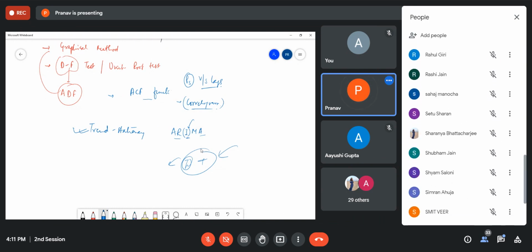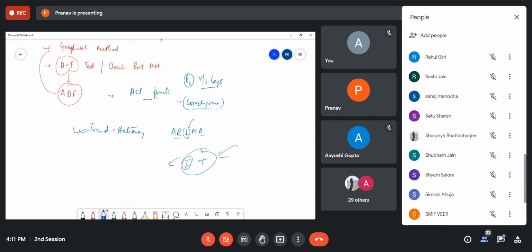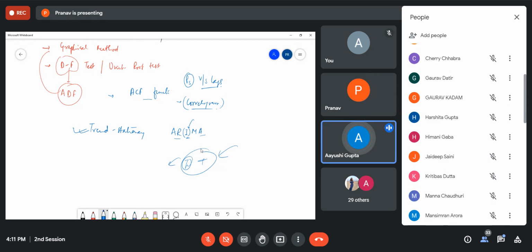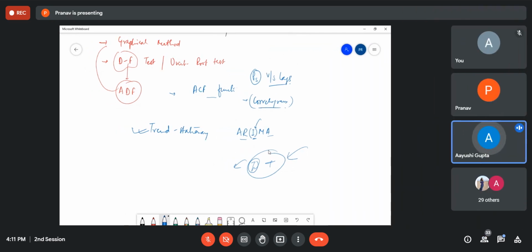समझ में आई? Sir, I'm still confused. हाँ बोलो ना. So you're making the model stationary and then again adding the trend and the seasonal component. Yeah, in the final step.